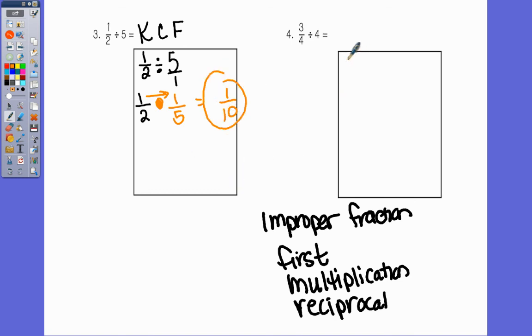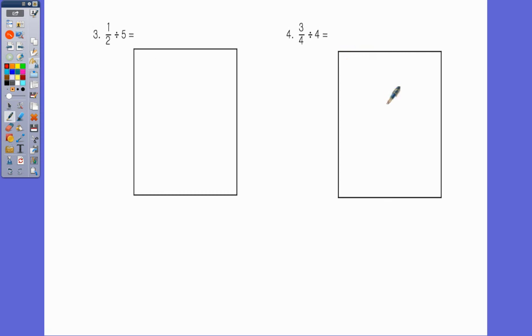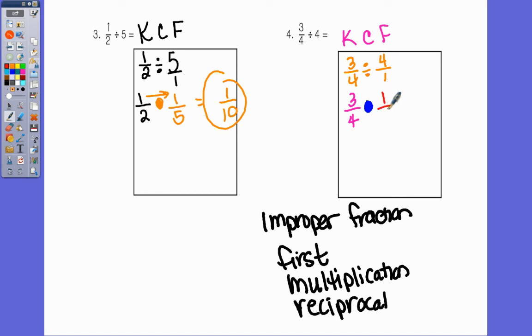Let's try number 4. 3/4 divided by 4. I'm going to put it over 1 because all whole numbers are over 1. Keep the same. Do nothing to it. Change division to multiplication. Flip your last fraction. 3 times 1 is 3. 4 times 4 is 16, fully simplified.